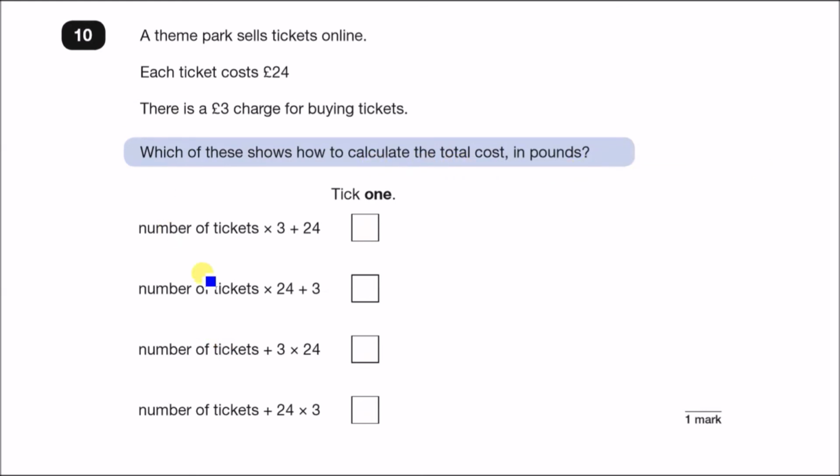Okay, before we even look at this, let's see if we can figure this out before we see the answer. It tells us that each ticket costs £24. So this is basically the number of tickets, let's call it T, times 24. So if you had 2 tickets, it would be 2 times 24. 5 tickets, 5 times 24. And then there is a £3 charge for buying tickets. This is a one-off, so we're just going to add 3 to it.